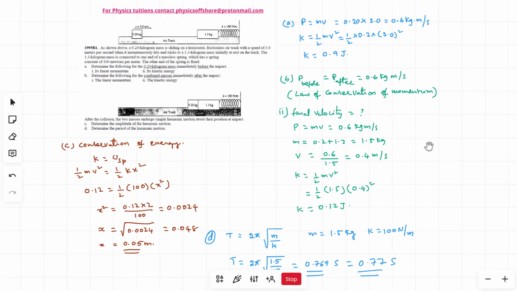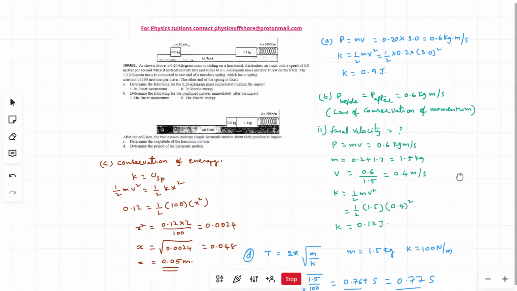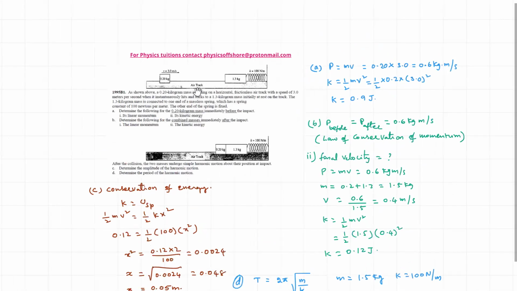Now let us see the momentum of the first block, which is sliding with a velocity of 3 meters per second. Mass is 0.2 kilograms and velocity is 3 meters per second. As we know, momentum is equal to mass times velocity. The initial momentum of the block is 0.6 kilogram meter per second. Next, we find the kinetic energy of the block. Kinetic energy is equal to half mv squared. Therefore, K is equal to 0.9 joules.